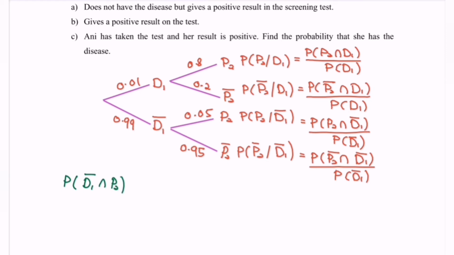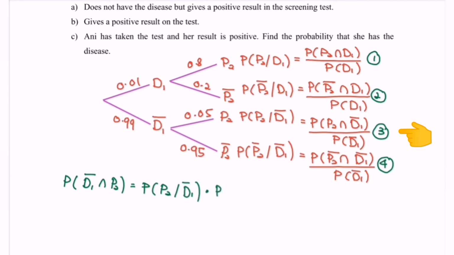So here we have the situation. Kindly refer to the tree diagram where we have situation number 1, number 2, number 3, and number 4. Kindly refer to situation number 3, where we have to cross multiply the situation. So we will have the probability that the test is positive given that the person is healthy, multiplied with the probability that the person is healthy. So we will have 0.05 multiplied with 0.99. So the answer will be 99 over 2000. So that will be the answer for A.